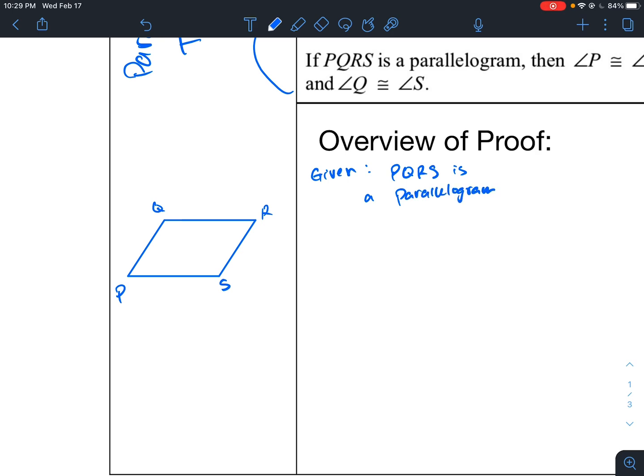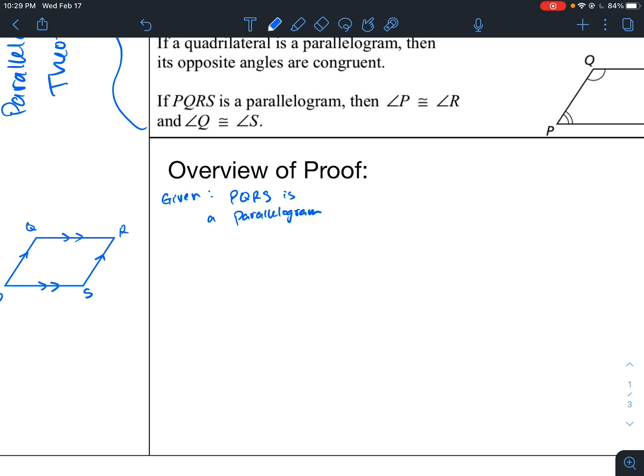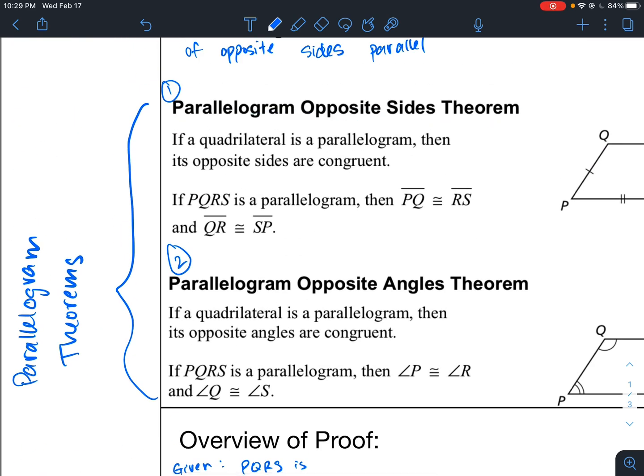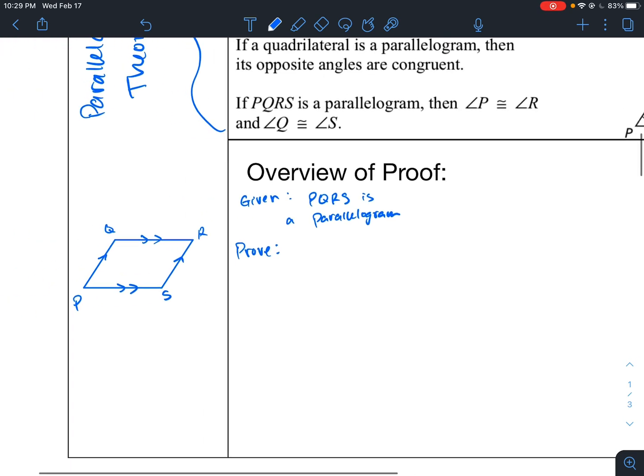That's all we know, that if this is a parallelogram, then by definition this side and this side are parallel, and this side and this side are also parallel. That's the definition, right? So that's what's given to us. And I'm going to prove the first theorem, that opposite sides are congruent. We want to prove that QR is congruent with PS and that QP is congruent with RS.